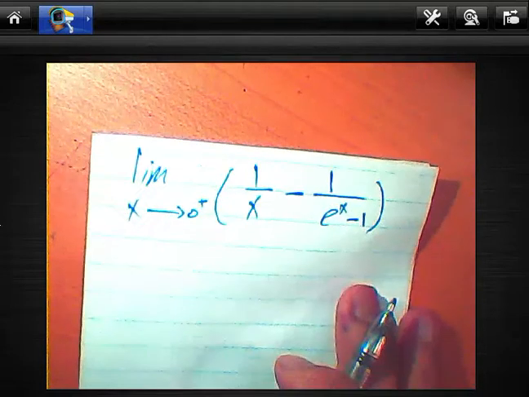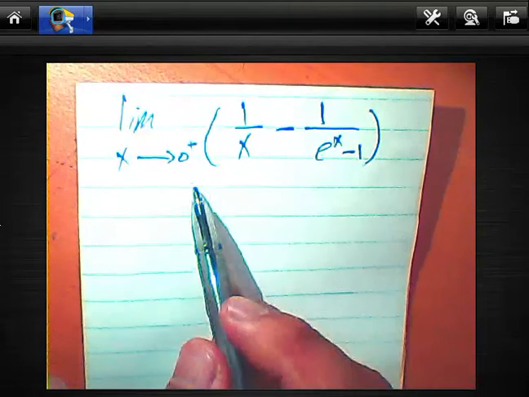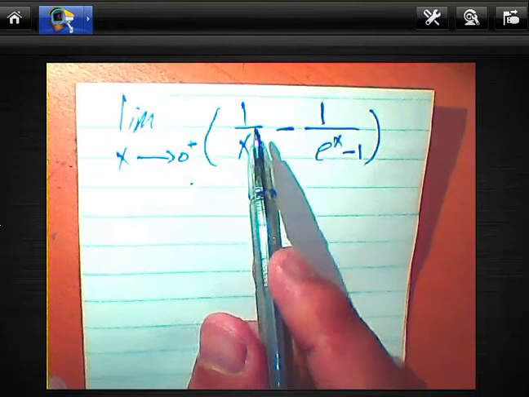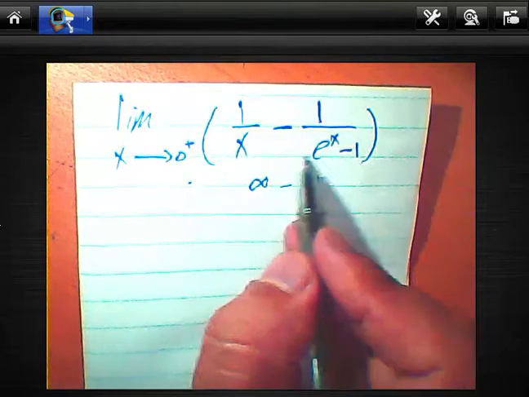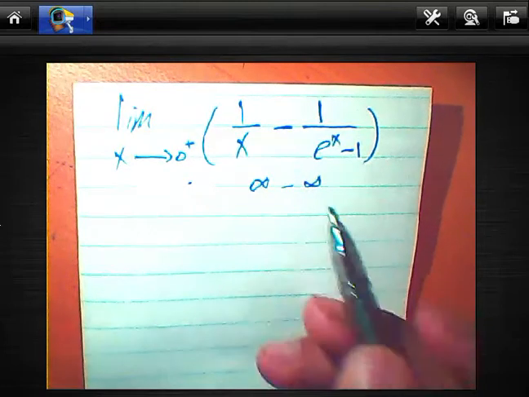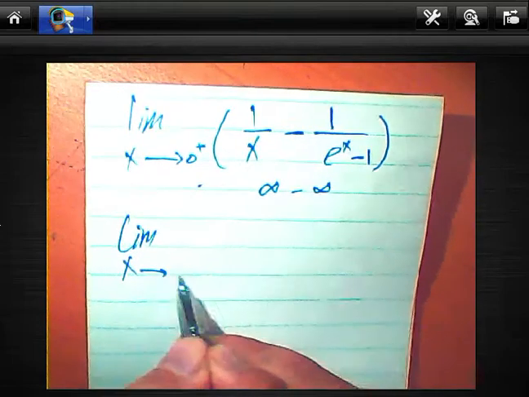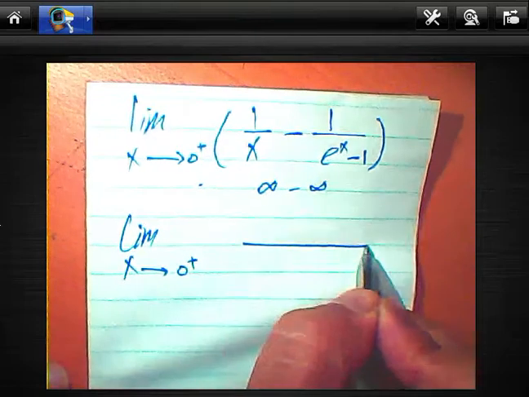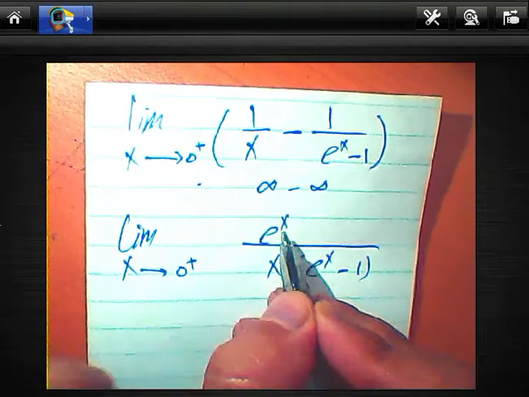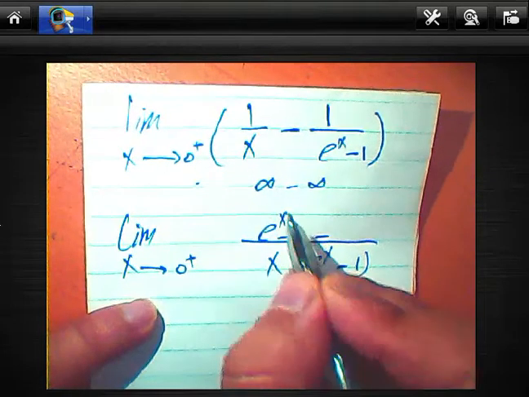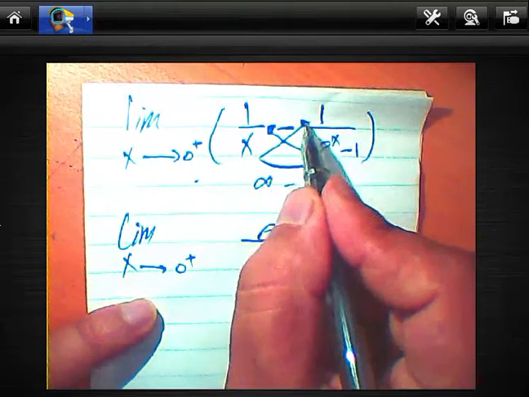Okay, another example. We want to find the limit of 1 over x minus 1 over (e^x - 1). We know if you put 0 here, the result will be infinity: 1 over 0 is infinity, infinity minus infinity is undefined. So we must use a common denominator, or write the least common multiple of the denominators. So we can write the limit when x approaches positive 0 of (e^x - 1 - x) over x multiplied by (e^x - 1).